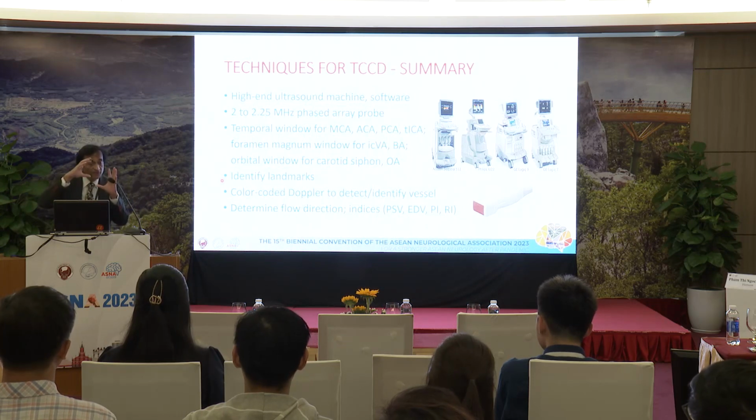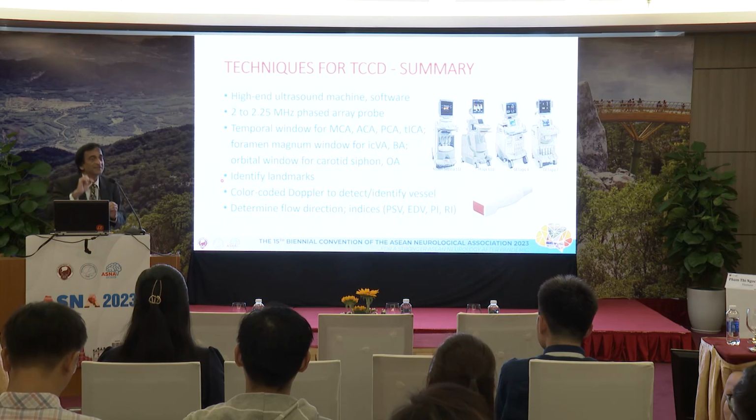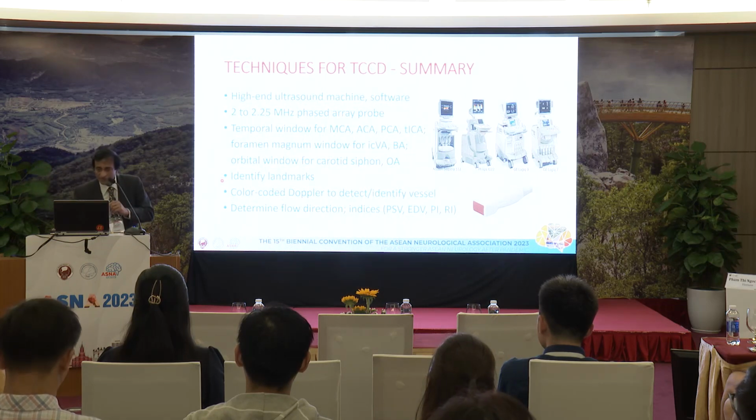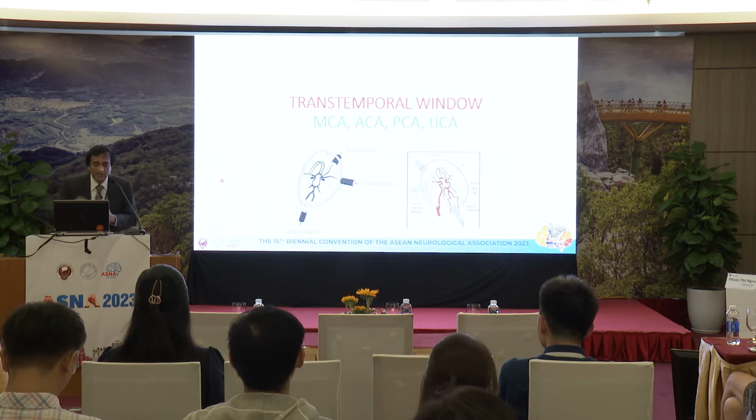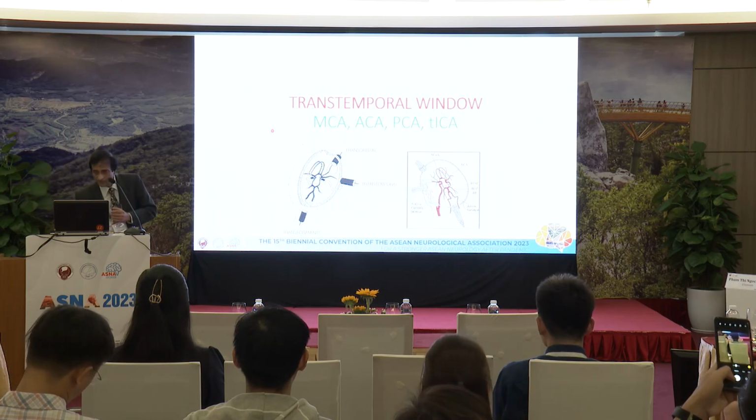And then, after you found the landmarks, you then put the color to see where the flow is, and then you get the flow. So here's what I'm going to show you, how it's done. So first, the transtemporal window for the MCA, ACA, PCA, and terminal ICA. How do you do this?